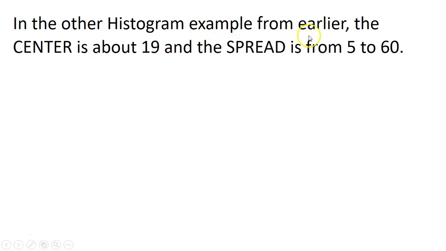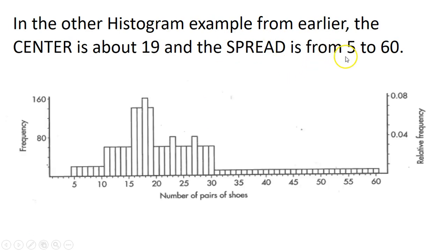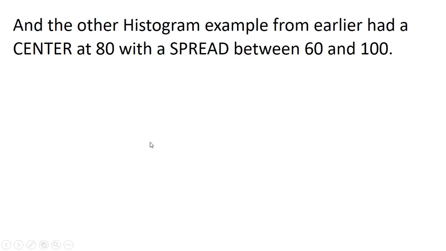In the other histogram example from earlier, the center is about 19, and the spread is from 5 to 60, right? 5 is the lowest, 60 is the highest, but the center, because that was around where 50% is, is about 19. That's where half of it is. So it's where 50% is. That is the center, literally 50%.